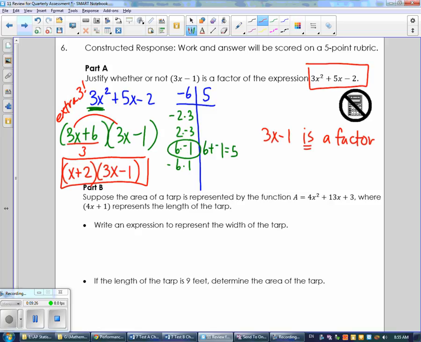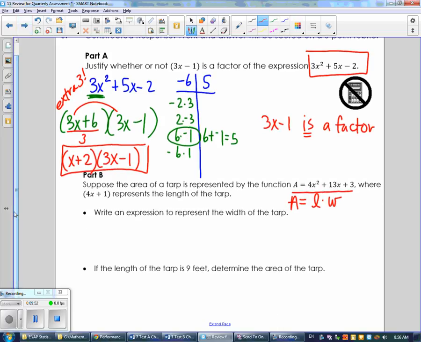In part B, it's a very similar problem. It says, suppose the area of a tarp is represented by the function, and notice again, we're given a quadratic function in standard form. And we know that 4x plus 1 represents the length. Well, think about what area represents. The area of a rectangle is just going to be length times width. And if we know the length, we can figure out the width. Now, again, you can do this through division, or we can simply just factor the expression 4x squared plus 13x plus 3.